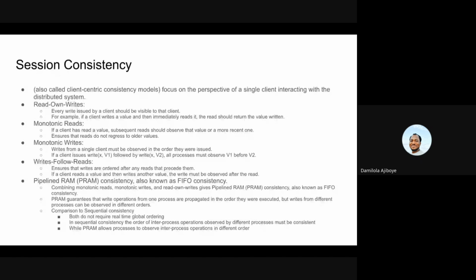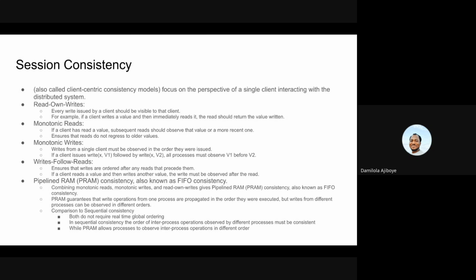And then we look at writes follow reads. This is some form of causal ordering as well. The idea is that a write is the result of a read. Let's put some numbers: there was a read where we read 1, and then based on that value, we wrote 2. That's what writes follow reads means. If a client reads a value and then writes another value, the write must be observed after the read.